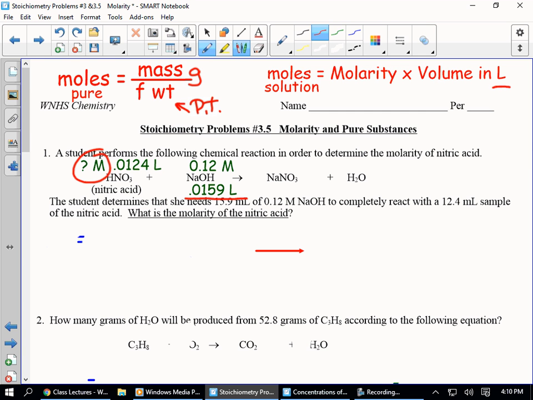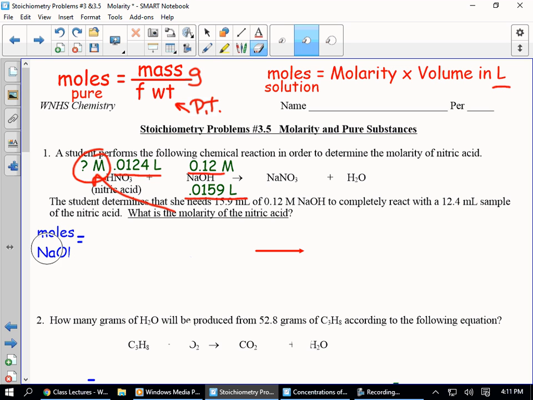Of our 0.2 molar NaOH to completely react with 0.0124 liters of a sample of nitric acid. What is the molarity? So that's our question. The first thing you want to do is get what you know and put it into moles. What do we know the most about? Well, we know the most about NaOH, so we're going to find moles of NaOH.